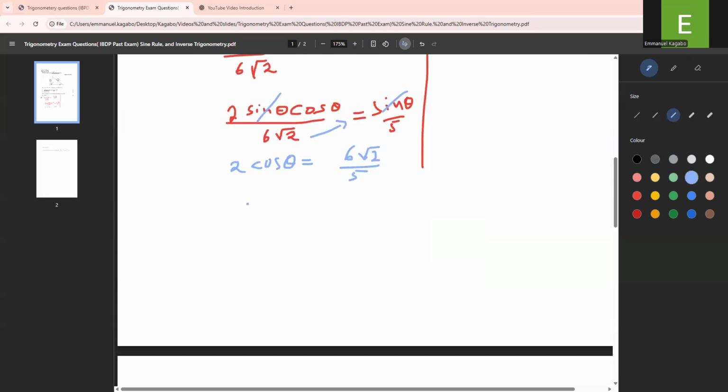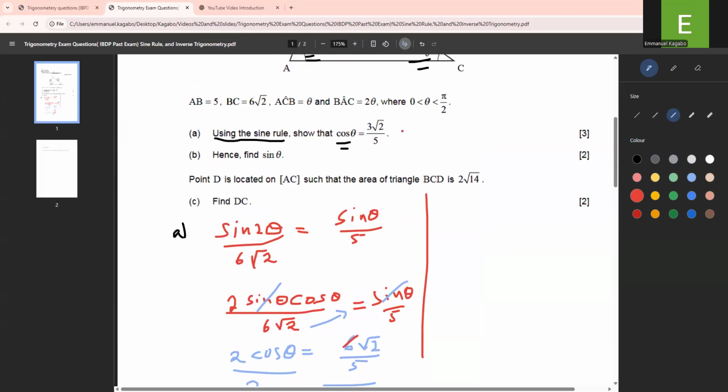I divide by 2 both sides. When I divide by 2 both sides, what do I get? I'm going to have cos theta as 3 square root of 2 over 5, because I'm simplifying this one by this. I hope you see what I mean here. Should we check if you are correct? Yes, that's what they gave me. Very good. Question A done, right?